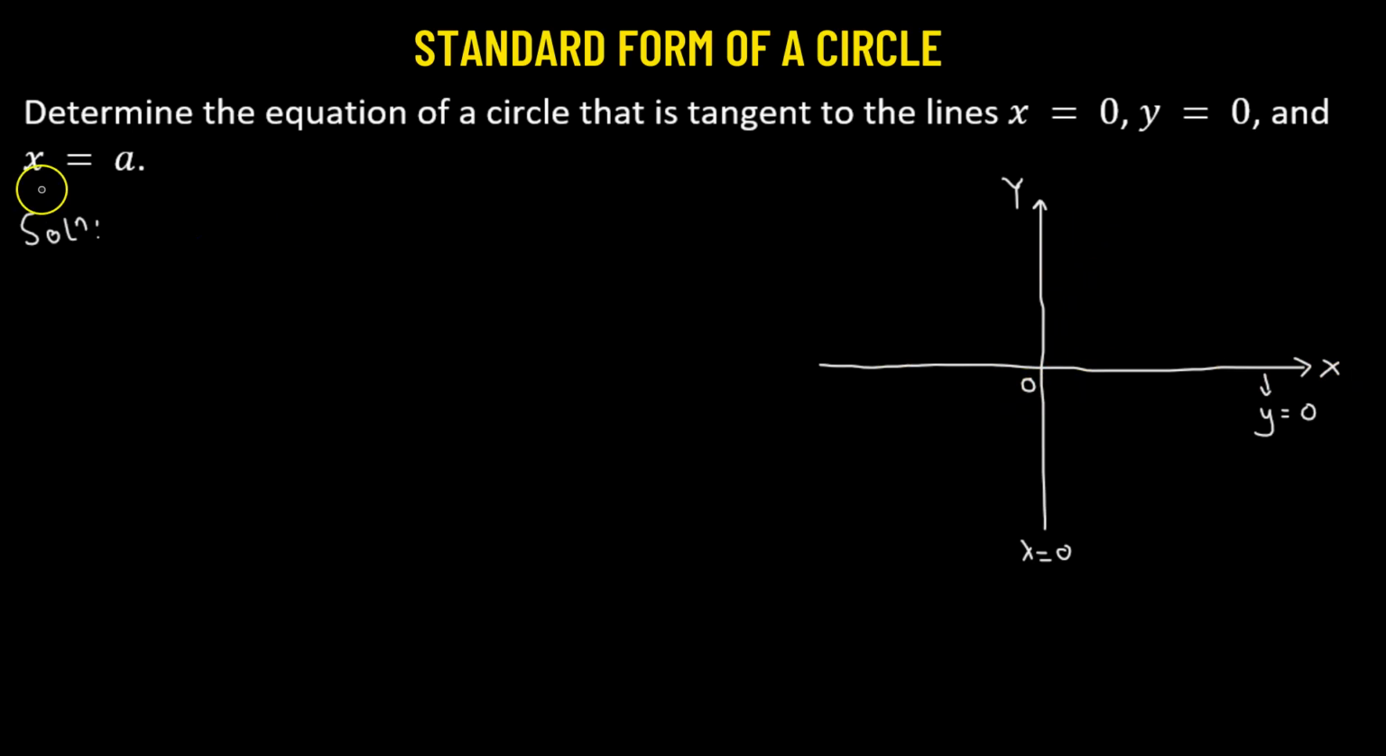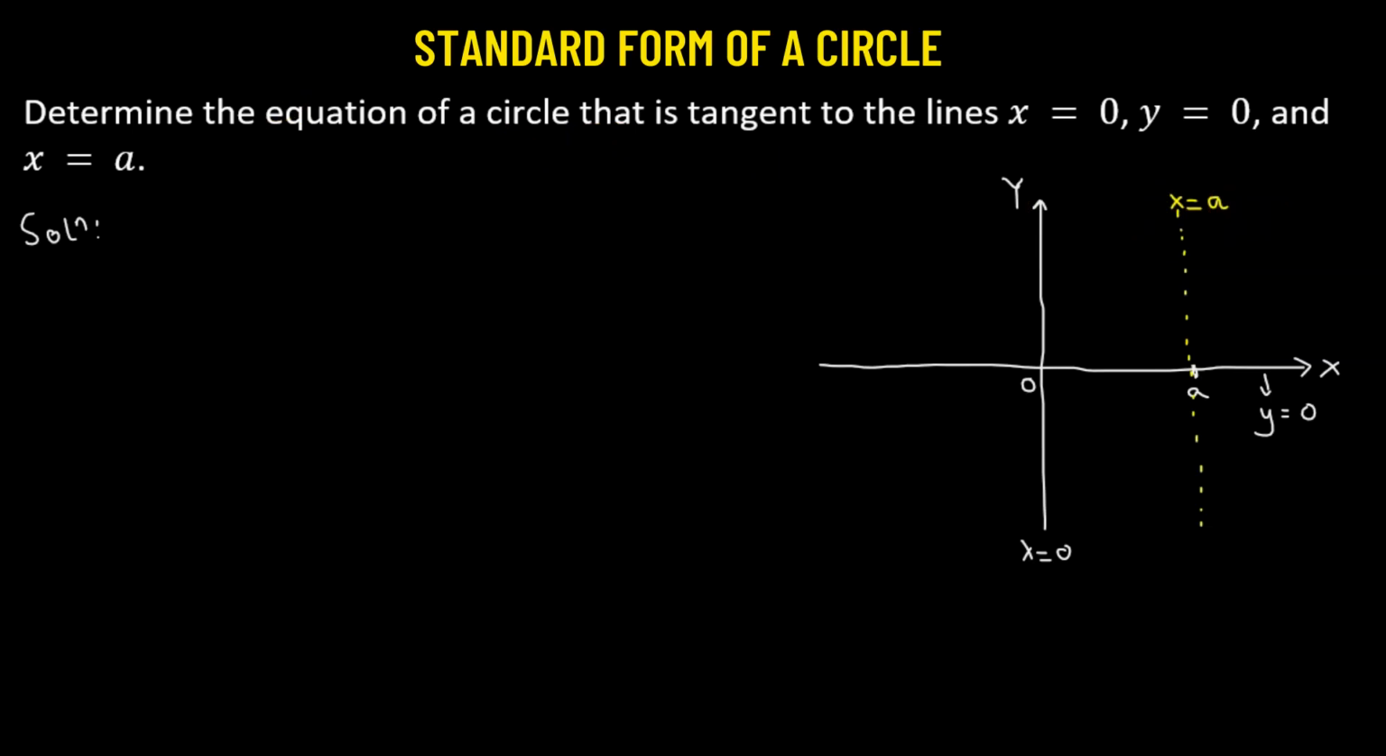Then we need another line, which is x equals a. This is a positive number, so let's consider a to be lying on the positive side of the x-axis. We'll draw a straight line that passes through the point x equals a. The equation of this line is x equals a.